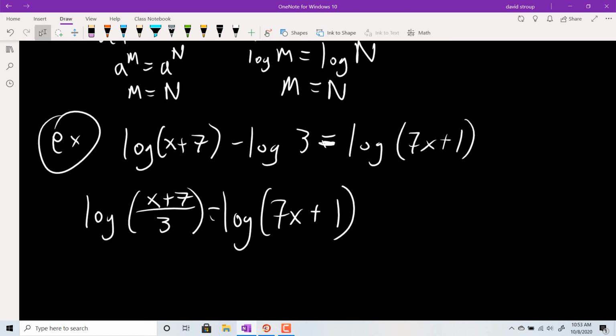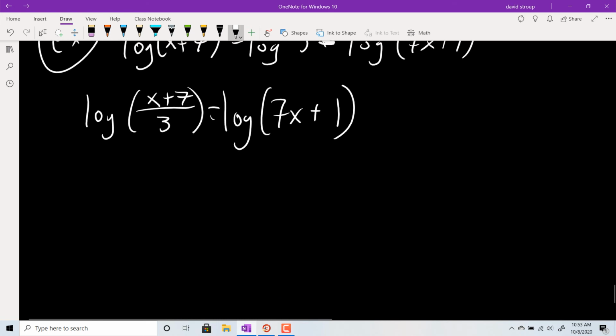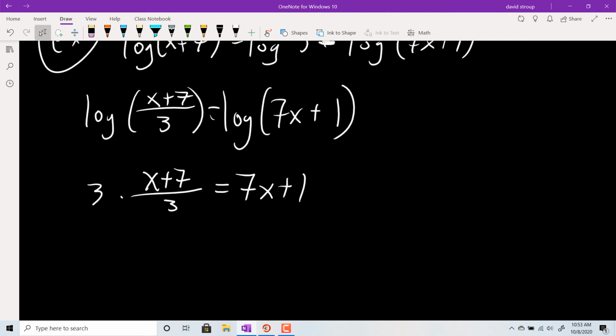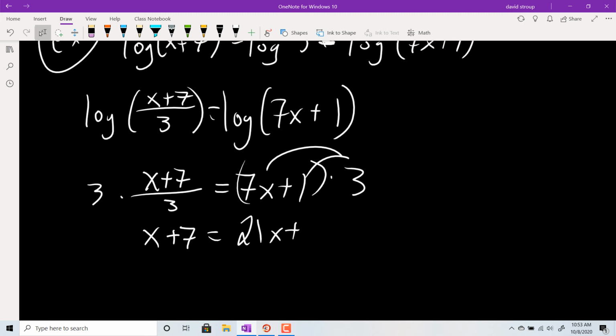And as soon as I got that, I can go ahead and equate the inner parts of the log. So I'll have (x+7)/3 equals 7x+1. I multiply both sides by 3 because I hate fractions. I get x+7 equals, distributing, 21x+3.